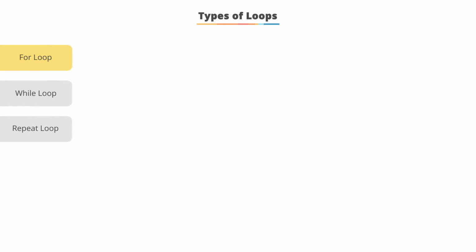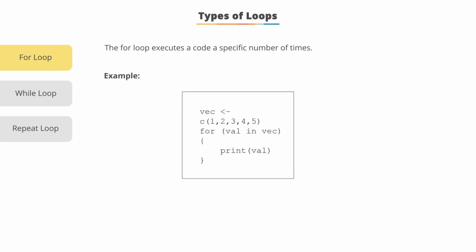The first is the for loop. A for loop executes a code a specific number of times. Here we're assigning a variable with the name vec, short for vector, and we're saying concatenate 1, 2, 3, 4, and 5. So we're creating a vector with 5 values in it. And we're saying for the values in the vector, print that value.